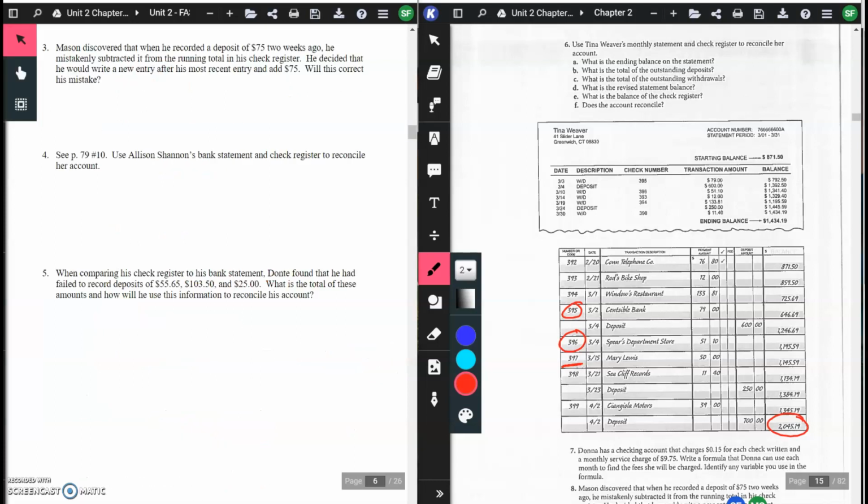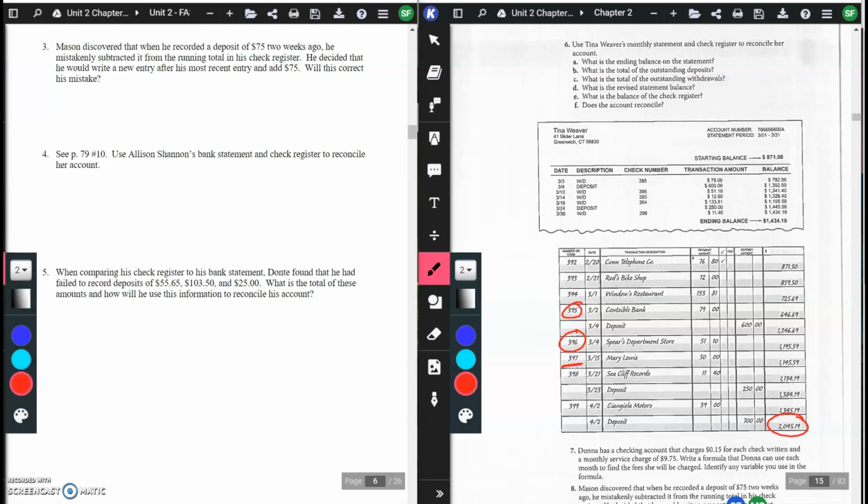Okay, problem 3. Mason discovered that he recorded a deposit of $75 2 weeks ago. He mistakenly subtracted it from the running total in his check register. He decided he would write a new entry after his most recent entry and add $75. Will this correct the mistake? The answer to that is no. And let me explain why. So that is no. Okay?